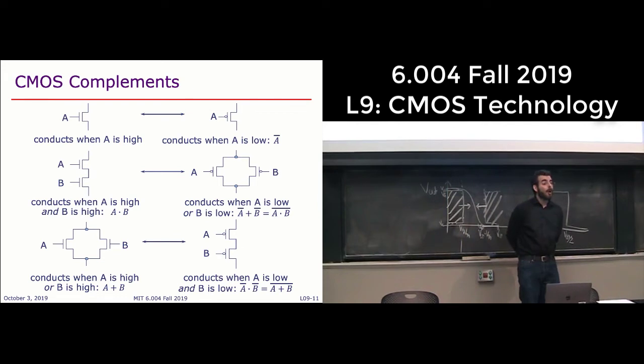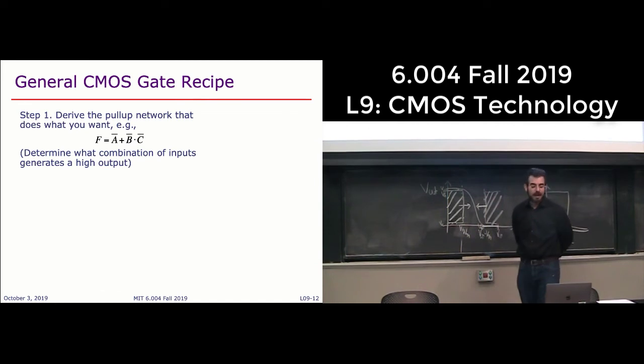And because this holds for these basic networks, this actually holds for much more complicated networks. You can swap parallel and series and get a complementary network. And so, if you want to build an arbitrary gate, or a gate that computes a certain function, then let's say that I give you this Boolean formula here. F, we want F to be not (A or (not B and not C)).